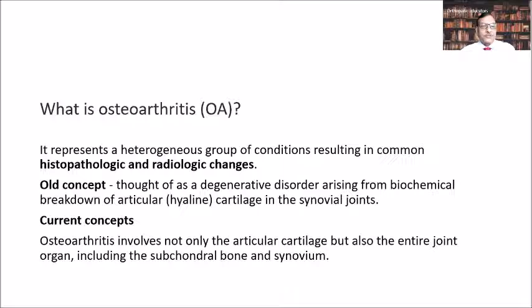The old concept was that it is a degenerative disorder which results in the breakdown of the articular cartilage in the synovial joint. The current concept is that osteoarthritis involves not only the articular cartilage but also the entire joint, including subchondral bone and synovium.